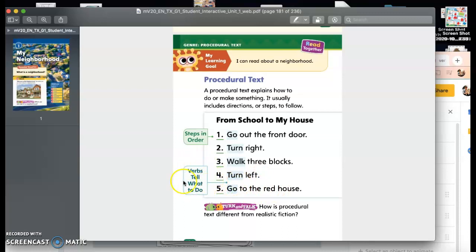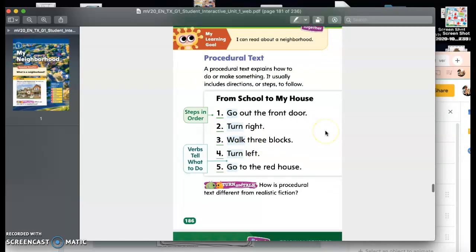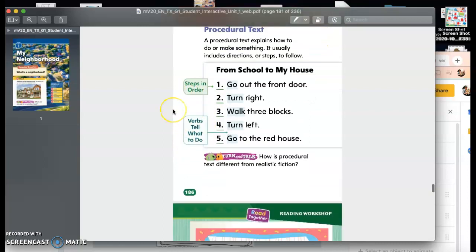It also includes verbs, which is what we were talking about today too. Verbs tell what to do. They're actions. So go is an action, turn is an action, walk is an action, right? Those are all verbs. Those are action words. So procedural texts usually include steps and verbs to tell you what to do.